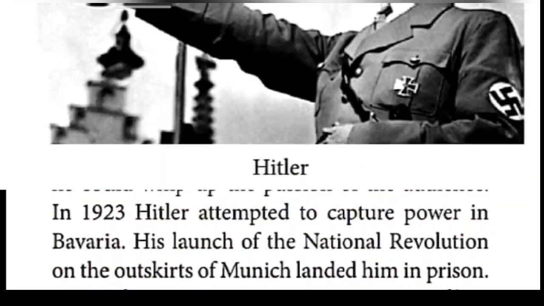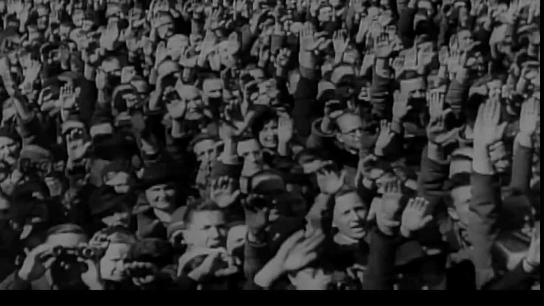So the next one, what is given? Yes, this man, everyone knows, Adolf Hitler. You can check the picture, if time permits.